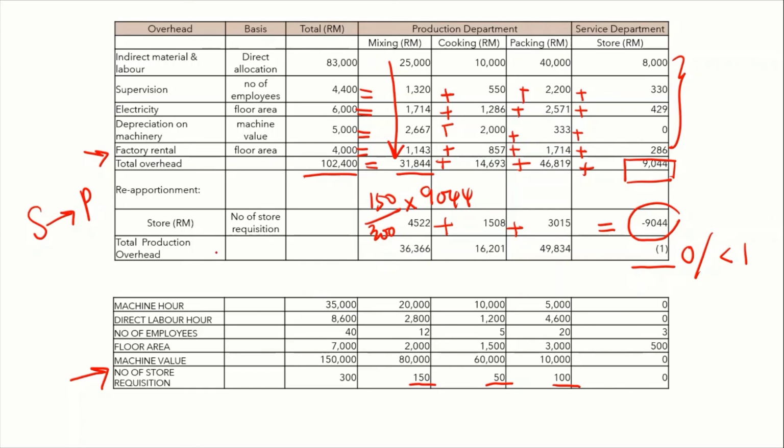How do you gain total production? The total production is the total overhead, 31,844, plus the reapportioned store cost allocated to the production, 4522. So you will gain this amount. The same with the other columns. So this is the budgeted overhead cost for each production department. That's the end of the process of doing the overhead analysis sheet.